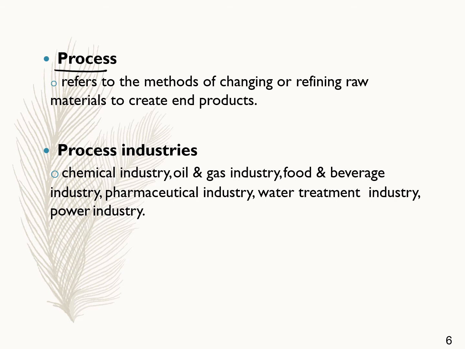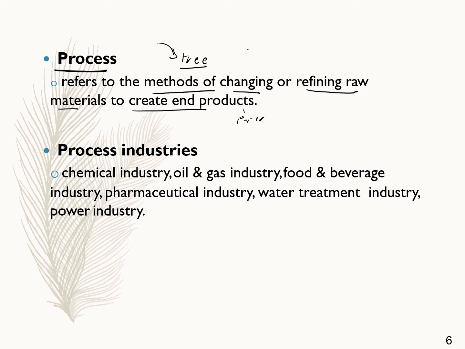For example, process first. Process is actually referring to the method of changing or refining raw material to create an end product. For example, you want to make paper. So the raw material is from a tree, right? So the process is actually the method of changing this raw material, the tree, to the end product, which is paper.